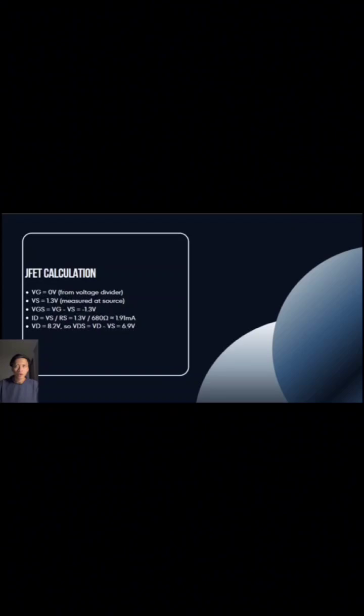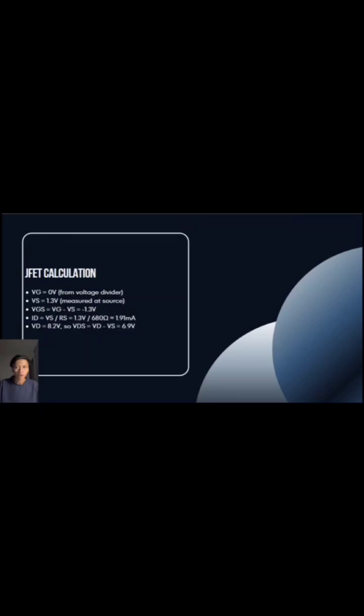In this slide, we show the manual calculation for the JFET circuit. The gate voltage VG was 0 volt because of the voltage divider. The source voltage Vs was measured as 1.3 volt. So VGS equal VG minus Vs, which gives us negative 1.3 volts. Next, we calculate the drain current ID by dividing Vs by the source resistor: 1.3 volt divided by 618 ohms, which gives us around 1.91 milliampere.